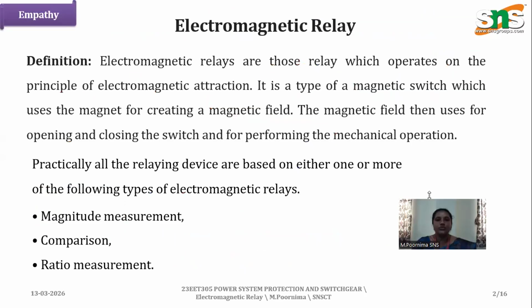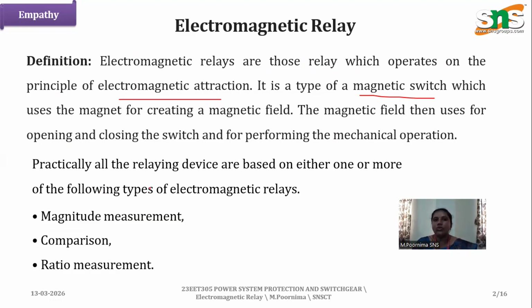Here comes the electromagnetic relay. What is an electromagnetic relay? Electromagnetic relays are those relays which operate on the principle of electromagnetic attraction. Everyone knows that it is a type of magnetic switch which uses a magnet for creating a magnetic field. This magnetic field is used for opening and closing the switches for performing mechanical operations.